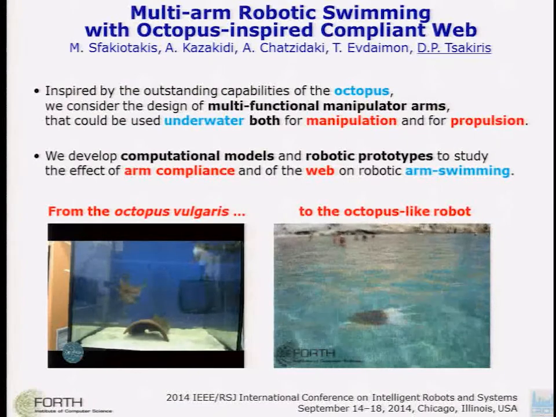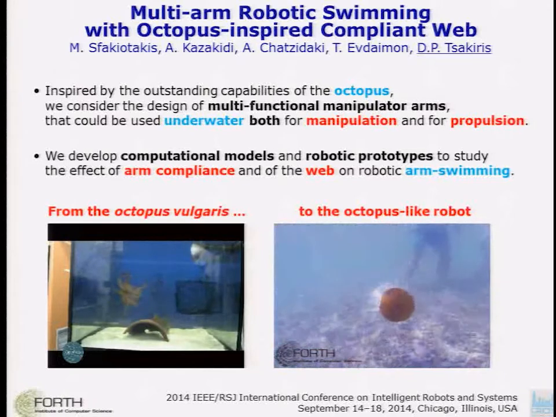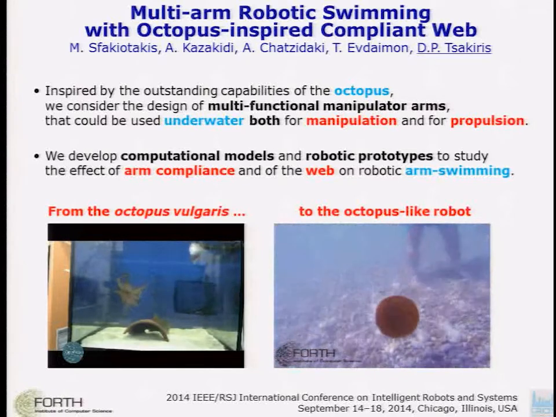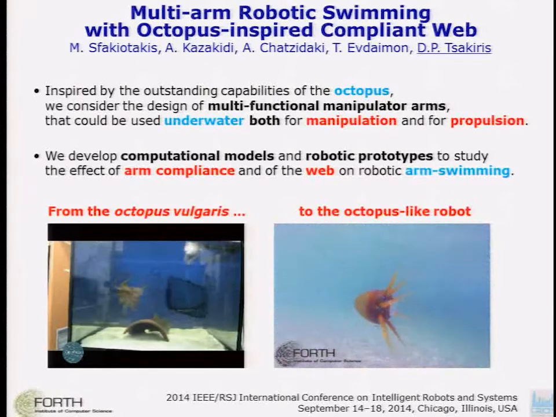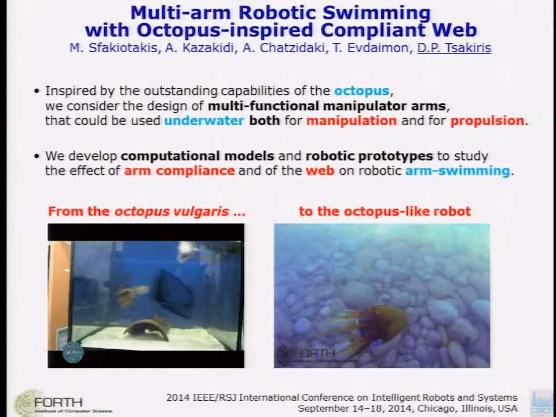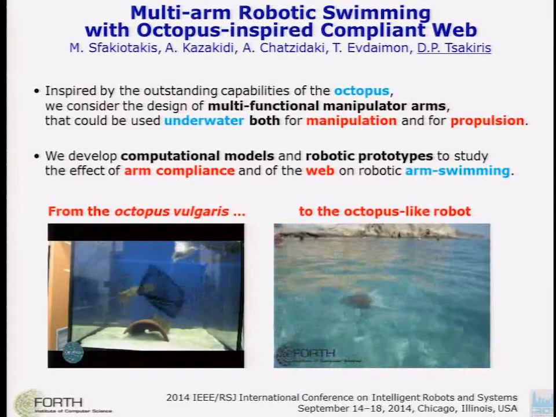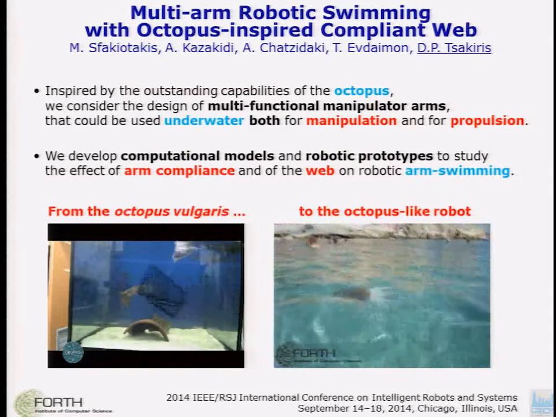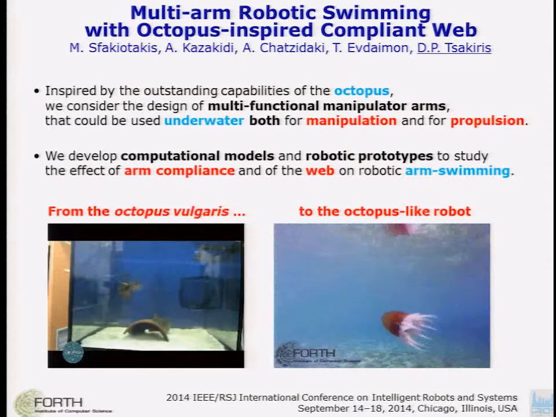Our work is motivated by the outstanding locomotor capabilities of the octopus, one of the most intelligent and agile creatures in the sea. It has no rigid parts, and yet it is able to exert significant forces in its environment, so it is a paradigm useful for soft robotics. Several robotic systems have attempted to replicate some features of the octopus, primarily the manipulation of objects and its jet propulsion.